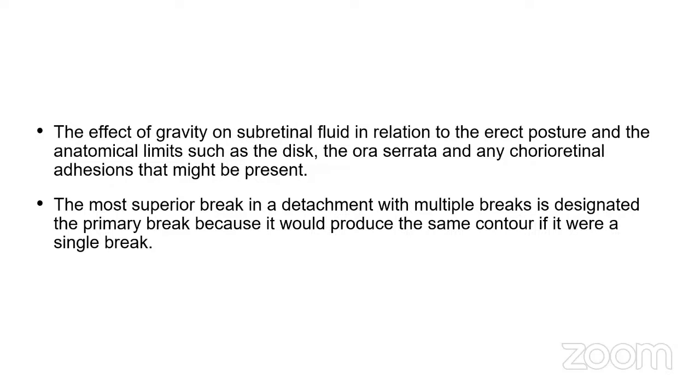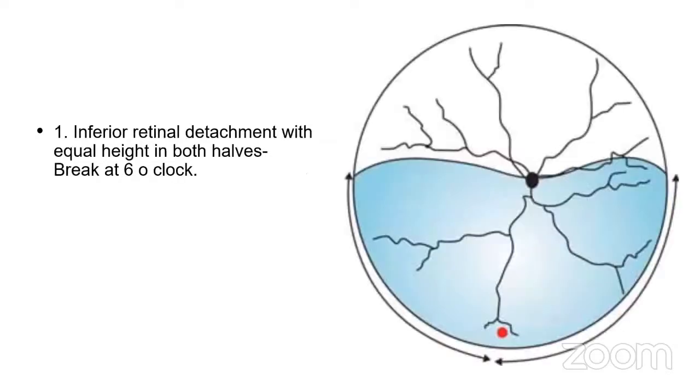The effect of gravity on subretinal fluid in relation to the erect posture and the anatomical limits, such as disc, ora serrata, and chorioretinal adhesions that might be present. The most superior break in detachment with multiple breaks is designated the primary break, because it will produce the same contour if it were a single break. So in cases of multiple breaks, to find out the primary break, the break which is situated more superiorly can be termed as primary break.